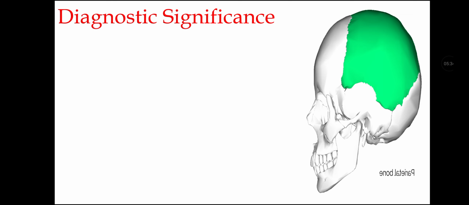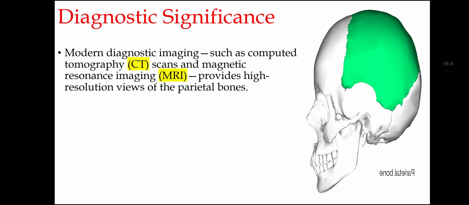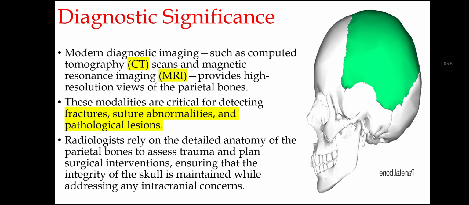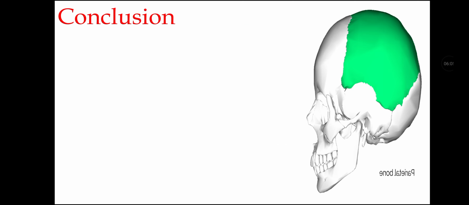Now let's talk about the diagnostic significance of the parietal bone. Modern diagnostic imaging such as computed tomography, or CT scan, and magnetic resonance imaging, or MRI, provide a high resolution view of the parietal bone. These modalities are critical for detecting fractures, suture abnormalities, and pathological lesions. Radiologists rely on this detailed anatomy of the parietal bone to assess trauma and plan surgical interventions, ensuring that the integrity of the skull is maintained while addressing any intracranial concerns.